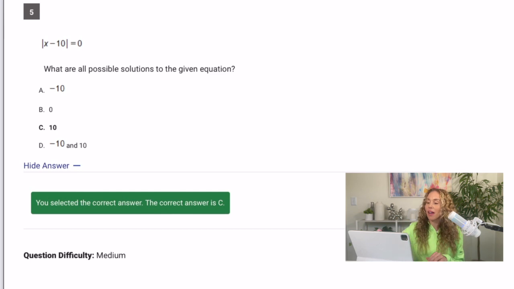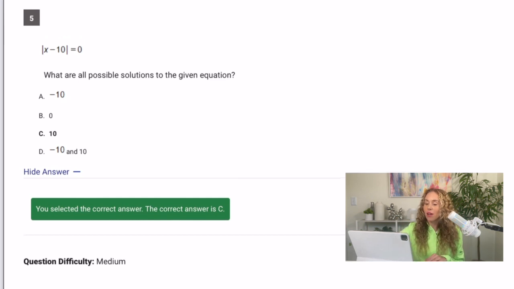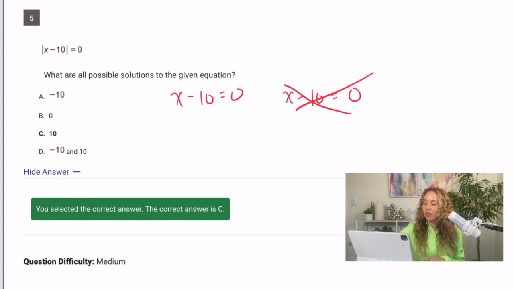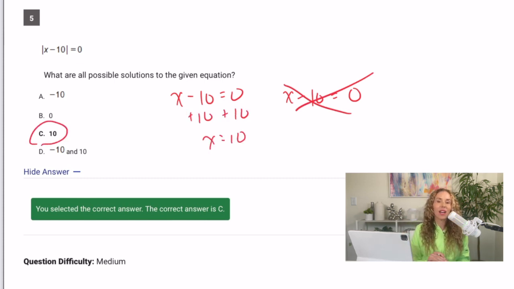Now, typically with absolute value equations, you drop off the absolute values and write 2 equations, setting one equal to the positive answer and one equal to the negative answer. 0 doesn't have a positive or negative to it. So you technically only have one solution right at x is 10. So the answer to that one was C.